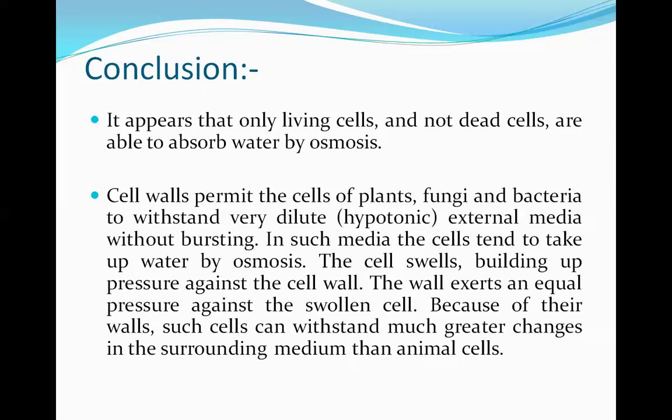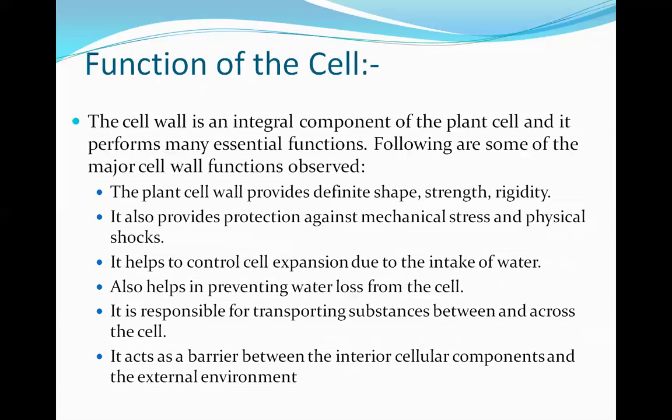Now let us discuss the last point, that is the functions of the cell wall. The cell wall is an integral component of the plant cell. It performs many essential functions. Following are some of the major cell wall functions observed. First point, the plant cell wall provides definite shape, strength, and rigidity. Obviously, this is the outer layer, so it provides a definite shape to the plant cell, gives mechanical strength to the plant, and provides rigidity.